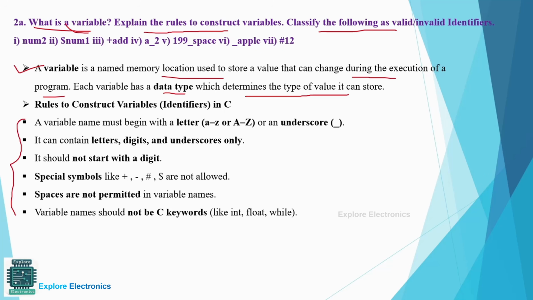Here are six basic rules to construct variables. The first rule is it must always begin with a letter or an underscore. The second rule is it can contain letters, digits and underscores only, and it should not start with a digit. Special symbols like plus, minus, exclamation mark, whatever it may be, special characters are not allowed. Spaces are not permitted in variable names. Variable names should not be keywords like int, float, while. These are the six basic rules to construct variables.